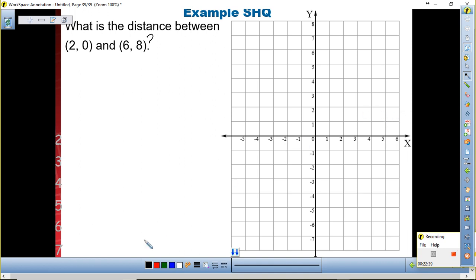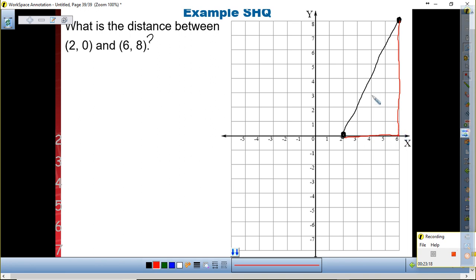All right, here we go. So let's plot our 2 points, 2, 0. Plot it. And 6, 8. Plot it. Connect those 2 points, which means draw a line segment. Now, question. Look up. Do you see a right triangle that just formed? Yes. Right there. So this is the hypotenuse, the one we just did, right? Which means the other ones are the legs.